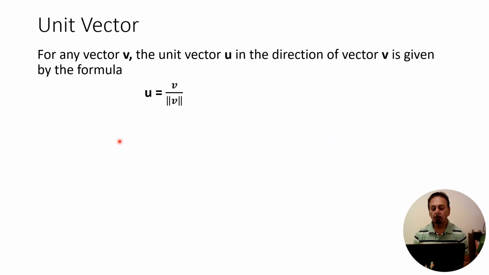Unit vector. For any vector, the unit vector u in the direction of vector v is given by this formula: the vector v divided by its magnitude. So to find the unit vector in the direction of vector v, all you have to do is divide the given vector by its magnitude.